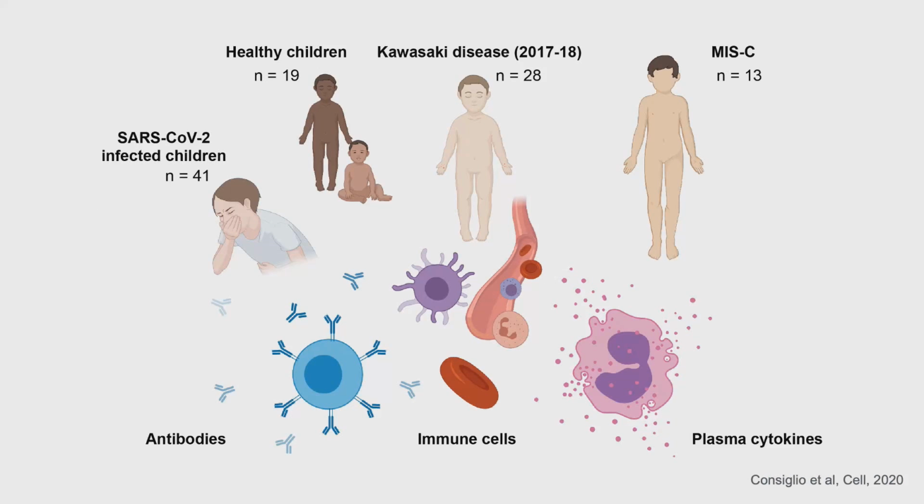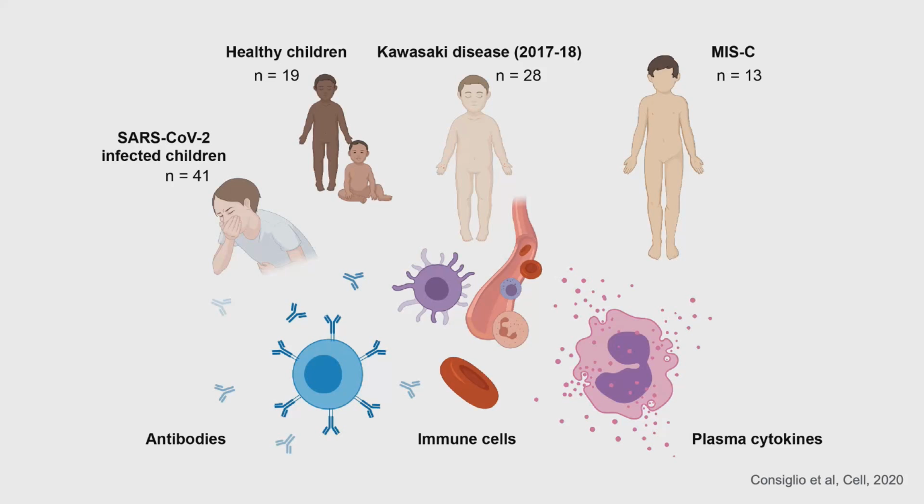Another thing that became clear when the COVID-19 pandemic rolled along over Europe and the US was that children, who are typically very mildly affected by this virus, can present with a very severe hyperinflammatory condition called MIS-C, multisystem inflammatory syndrome in children with COVID-19, or PIMS-TS, which is another name for the same condition.